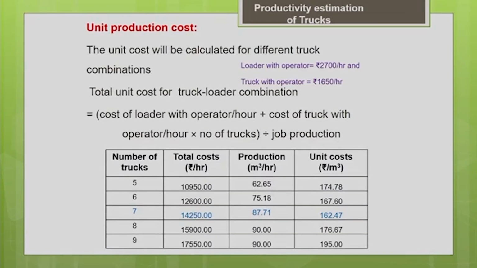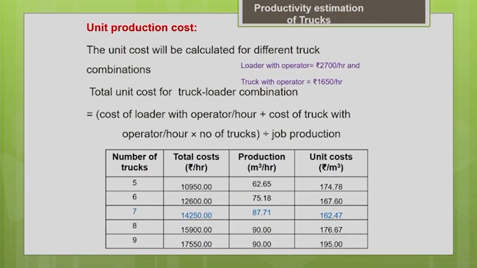Now, let us work out the economics, because most of the decisions are based upon the economics. People are more concerned about the unit production cost associated with the machine. So, whichever combination gives you lesser unit production cost, we will advise that combination. That is how you are supposed to follow. The unit cost here will be calculated for the different combinations. So, how to calculate the total unit cost for the truck loader combination?